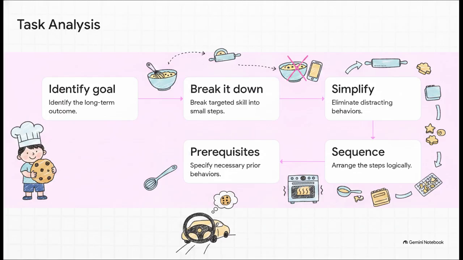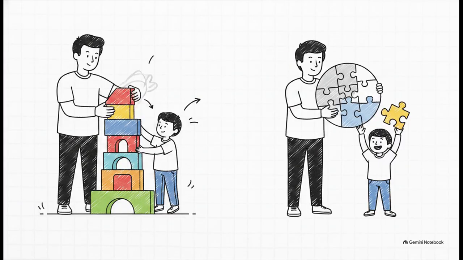We apply that exact same concept for younger kids by breaking down a huge task like baking cookies. You identify the goal, break it into small visual steps, eliminate distractions, and sequence it out. Suddenly, baking cookies goes from impossible to totally manageable. We also pair that with two really awesome techniques, scaffolding and backward chaining.